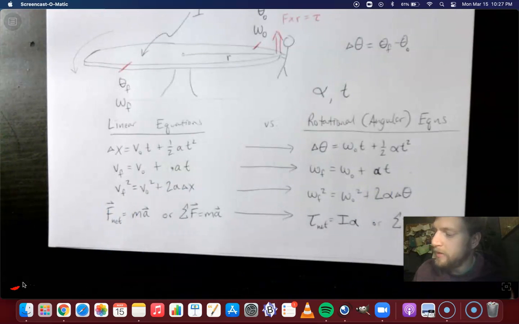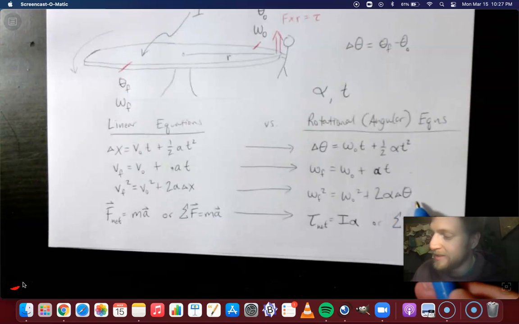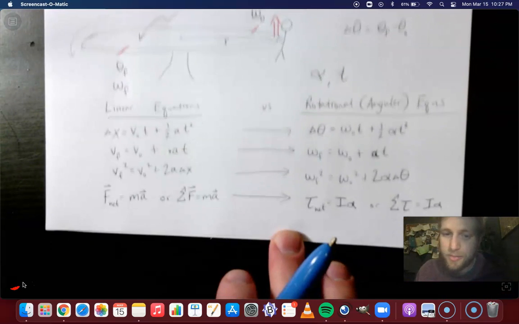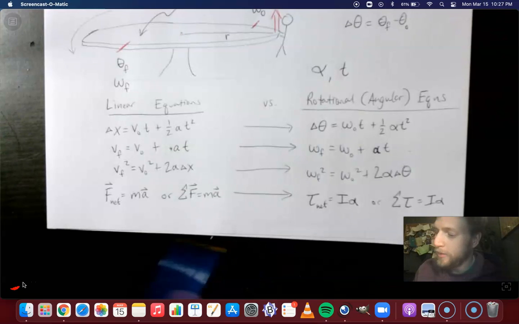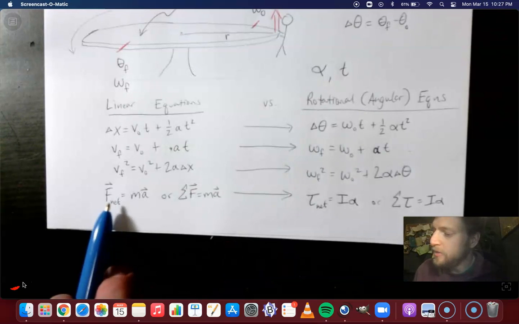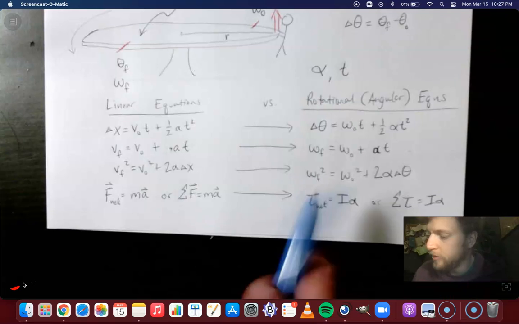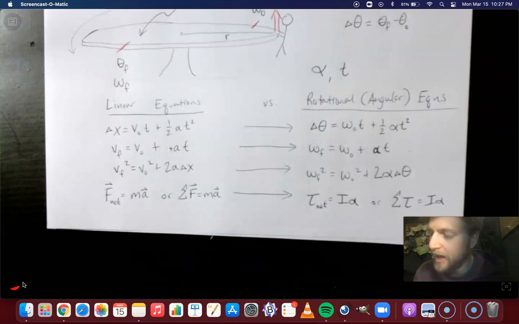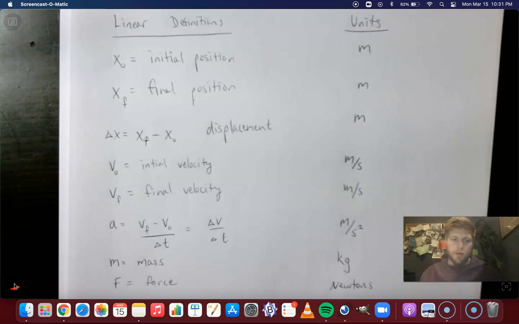The linear speeds squared are replaced by the angular speeds squared plus 2 alpha times the angular displacement. And then finally, we have Newton's second law, but written for torques. Here again, you can see that funny I letter is for the moment of inertia. So here I've got those written out in words.